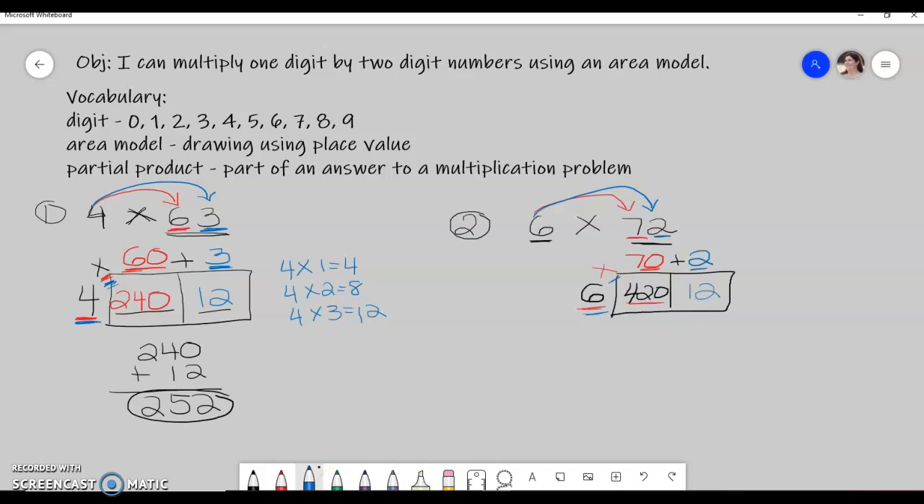I will take my partial products, which are the two numbers in the boxes, 420. Make sure you line these up properly so you don't add wrong, plus 12. And we add those up. 2, 3, and 4. So our product is 432. That is how you multiply one digit by a two-digit number using an area model.